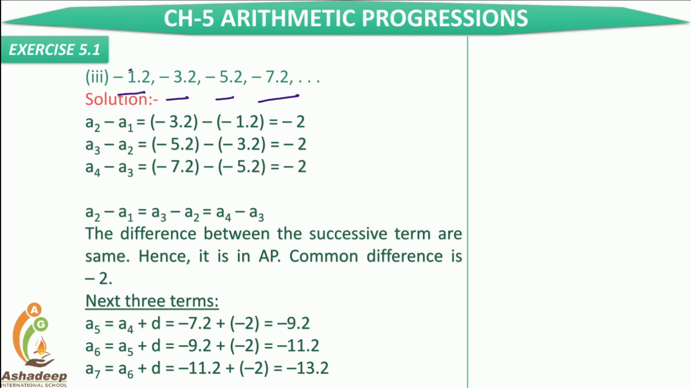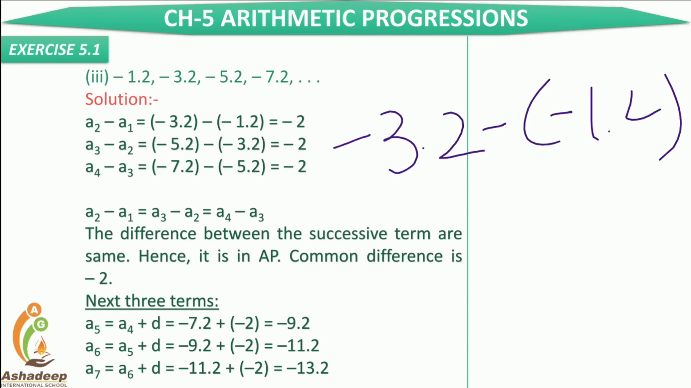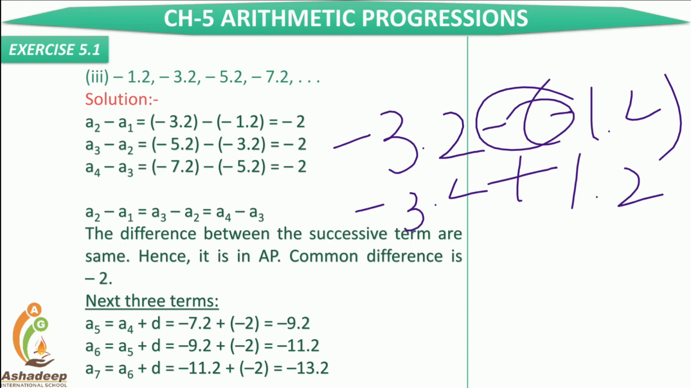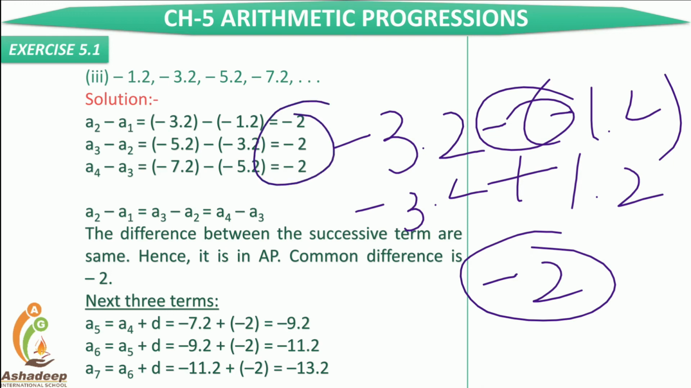So see here, the common difference is minus 2. 3.2 minus 1.2, so we will get the minus 2, right? So the common difference is minus 2.